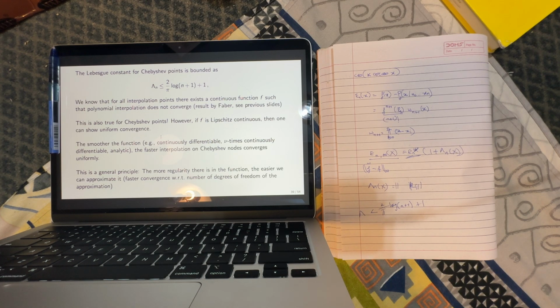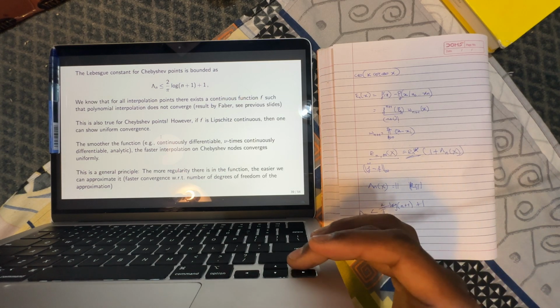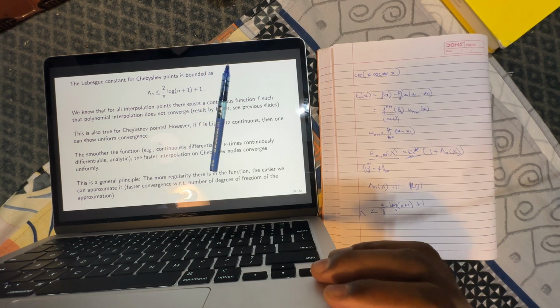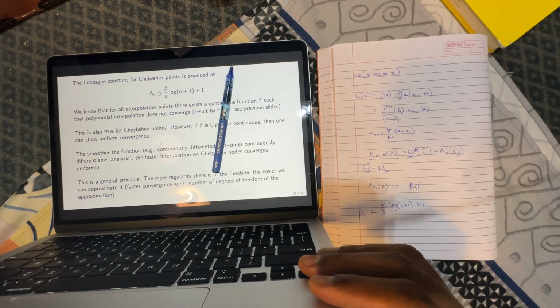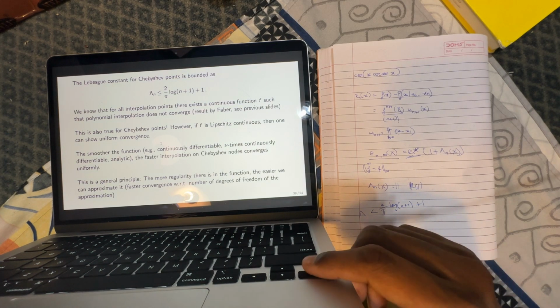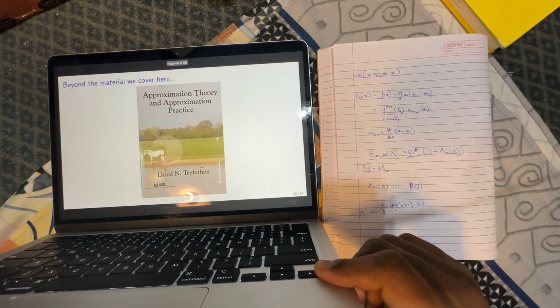The smoother the function, the faster interpolation on Chebyshev nodes converges uniformly. So this is a general principle. The smoother the function is, the easier it is.